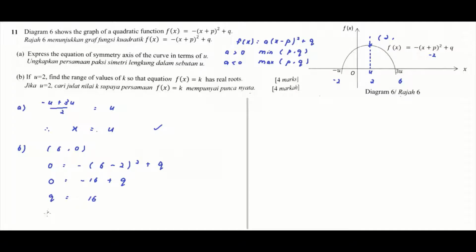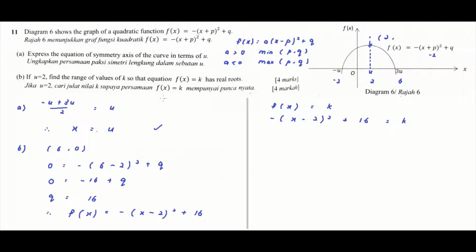So I can get my equation here, which is f of x equals negative (x minus 2) squared plus 16. Later you'll need to expand it when you want to solve this question. Now that we have the equation, we can proceed with our working. Now f of x is equal to k, so we can substitute our function here: negative (x minus 2) squared plus 16 equals k.